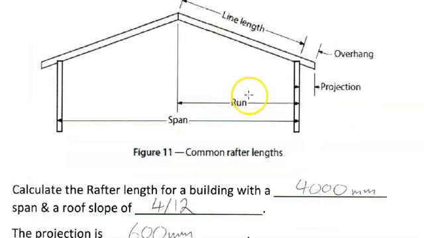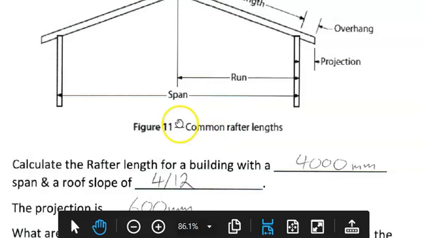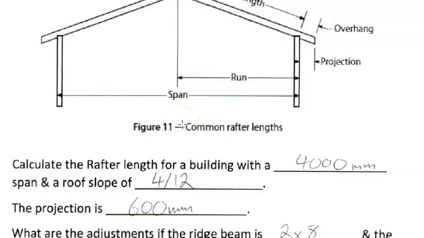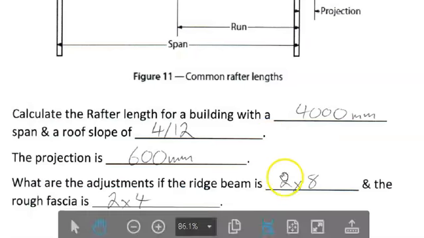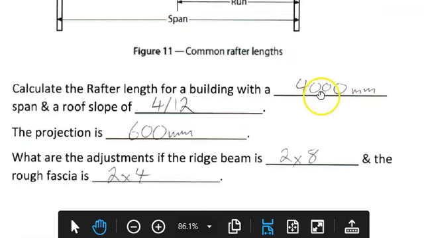So we have some givens on the sheet here. The span of the building, which would be outside wall to outside wall, in this case is 4,000 millimeters. And we have a roof slope of 4/12. Projection will be 600 millimeters, and I've got a couple different examples here for a ridge stock and rough fascia, which will come into play after all the math is finished.